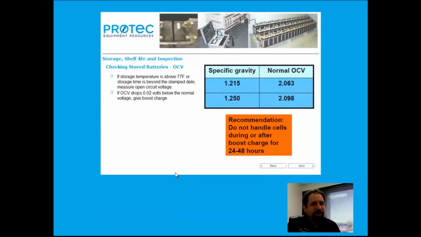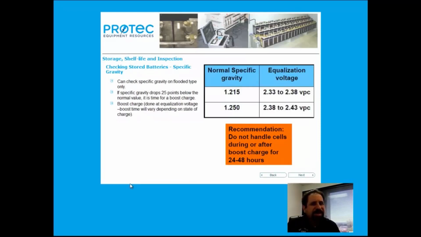Checking the open circuit voltage. If storage temperature is above 77 degrees Fahrenheit or storage time is beyond the stamped date, measure the open circuit voltage. If the open circuit voltage drops by 0.02 volts below the normal voltage, give it a booster charge. Specific gravity. You can check specific gravity on flooded types only. If specific gravity drops 25 points below the normal value, it is time for a booster charge. Boost charge is done at equalization voltages. Boost time will vary depending on the state of charge.